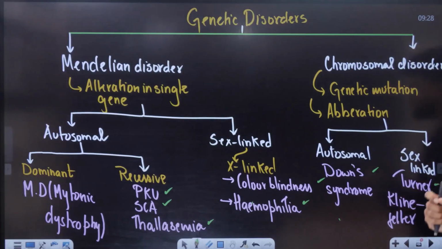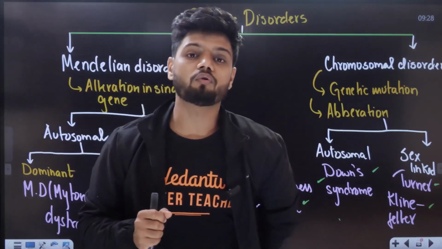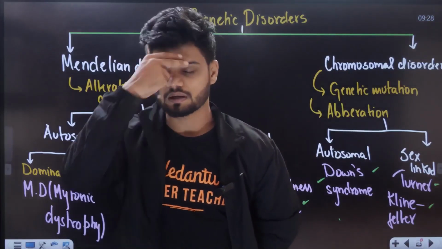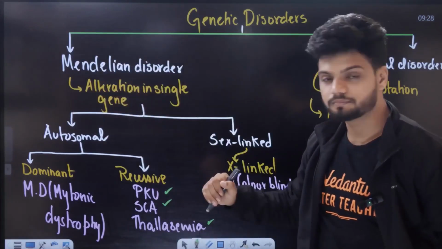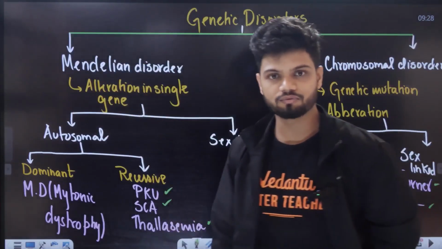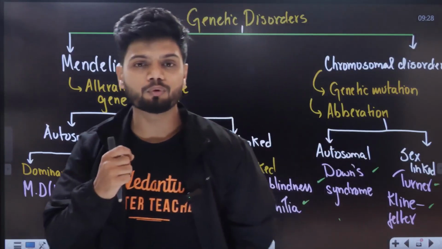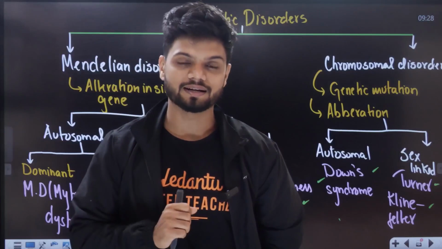You must remember this complete table. If I ask you, tell me the example of autosomal recessive, close your eyes and recall the table. On the right hand side: PKU, sickle cell anemia, thalassemia. Clear, all of you? So you must remember this entire table for the entire concept of your genetic disorders.